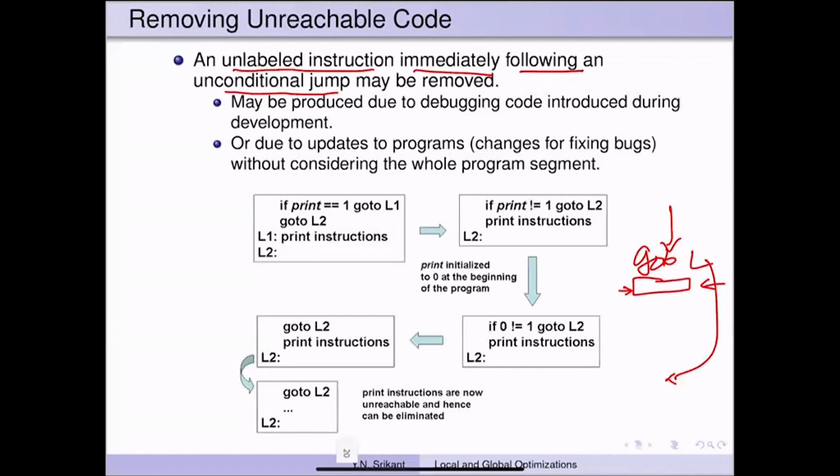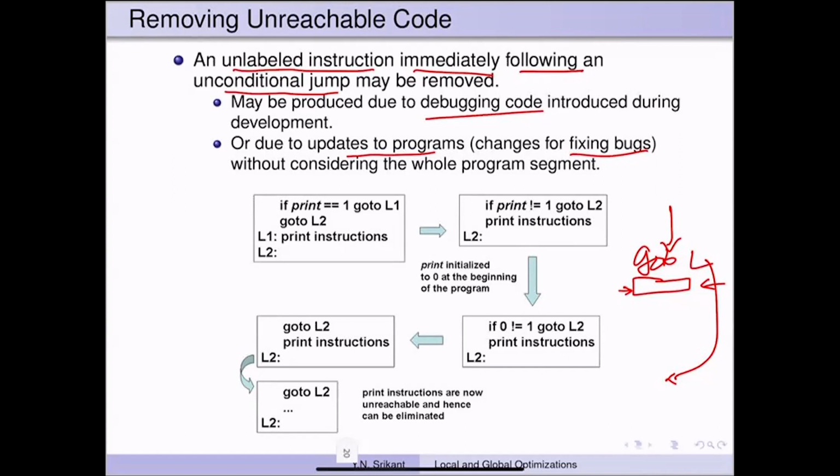But in the first place, how are such instructions produced? They may be produced due to the debugging code which is introduced during development and never removed. And they may be due to updates to programs, say maybe for fixing bugs, without considering the whole program segment. So a little bit of laxity on the part of the programmer, because there are so many changes being made. Some of these may not be considered.